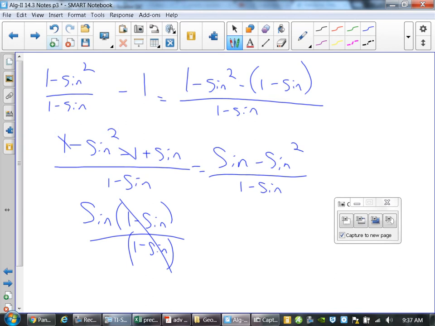And then instead of rewriting it as negative sine squared plus sine, I wrote it as sine minus sine squared because it's the same. Couldn't you have done that easier?